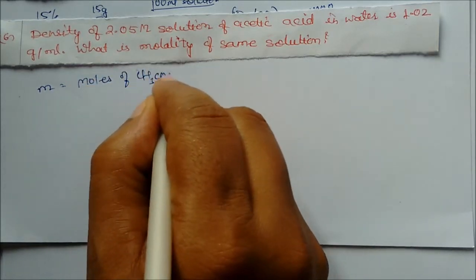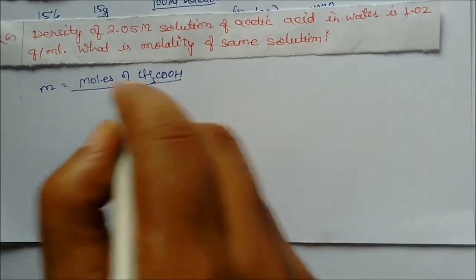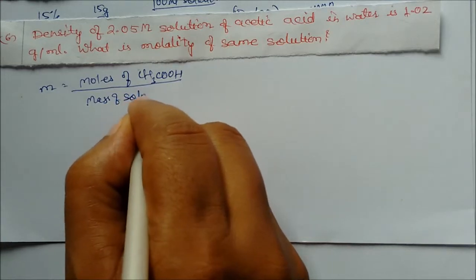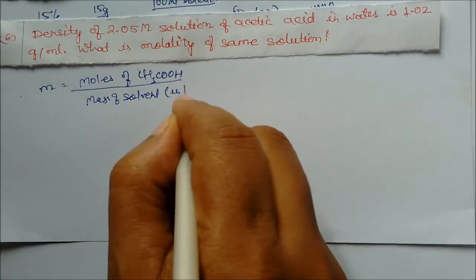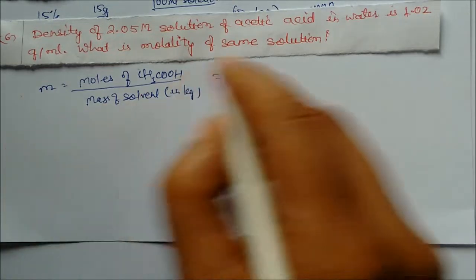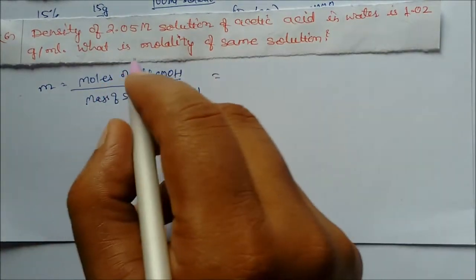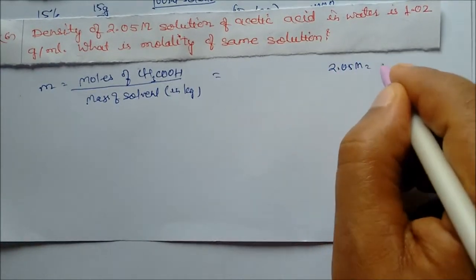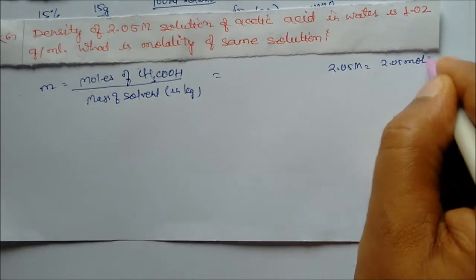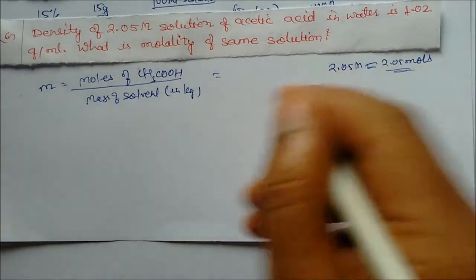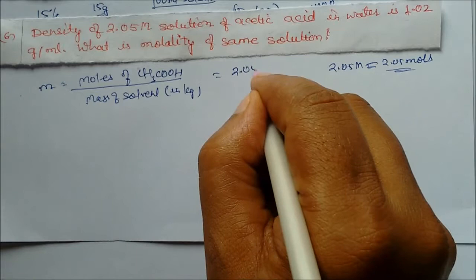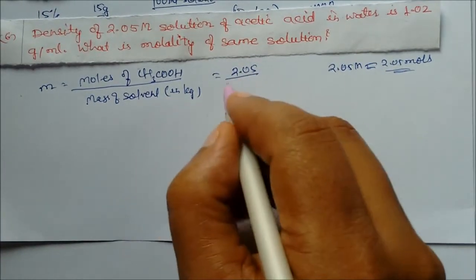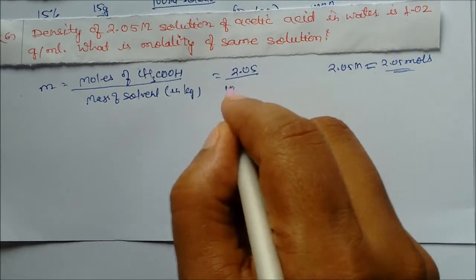So again you can solve it. Moles of solute they have given: 2.05 M means 2.05 moles per liter. So moles are 2.05, and the mass of the solvent is again the mass of the solution minus the mass of the solute. The mass of the solution is for a volume of one liter, as they have given.